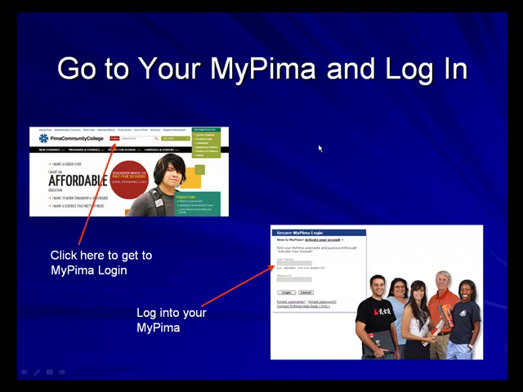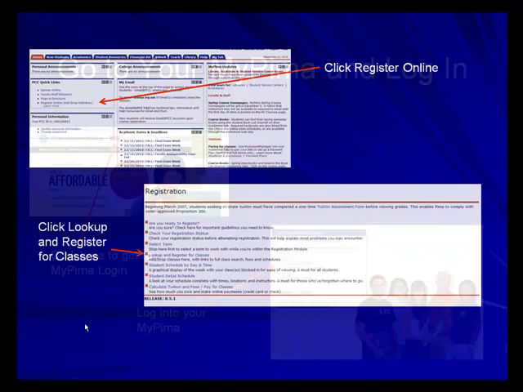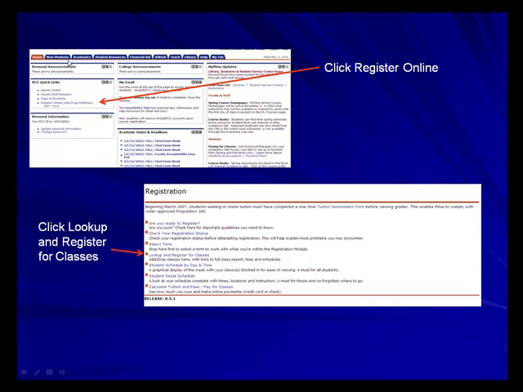You want to get into your MyPima and log in. Hopefully all of you know how to do that. You get to your MyPima here and then log in, put your username and password, get in, and then you'll see this as your sort of home page for MyPima. Over under the home page, left hand side, you're going to click Register Online.